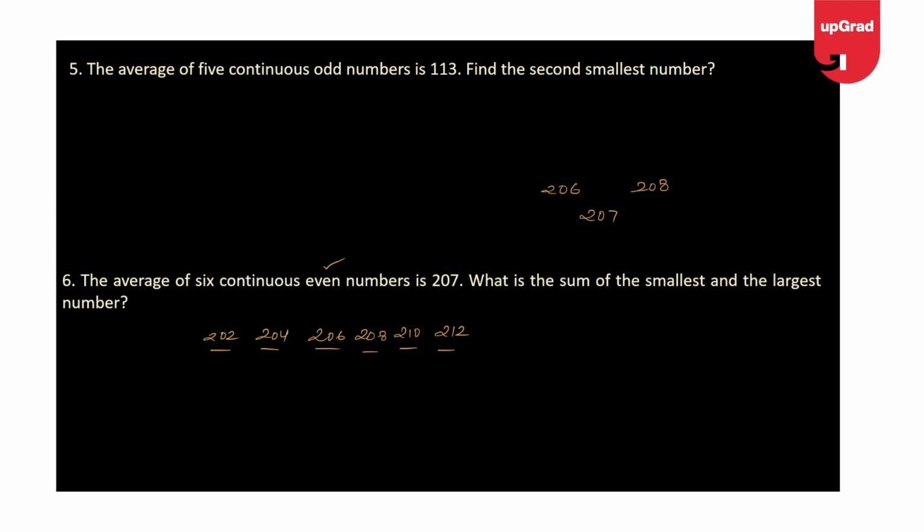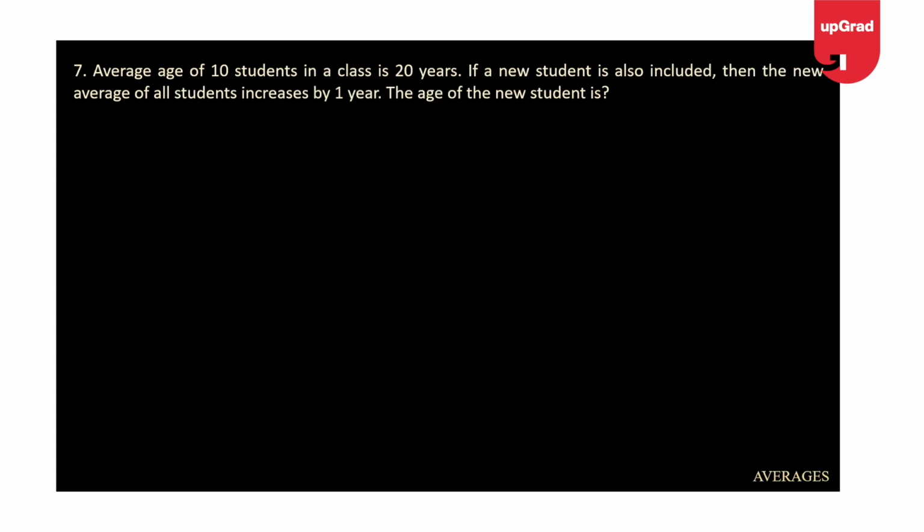And now the question says, what is the sum of the smallest and the largest value? So this is the smallest and this is the largest. My sum would be 414. Straight away my answer. So as you see, this becomes pretty easy when we go by the concepts. Let's understand a few more of those.